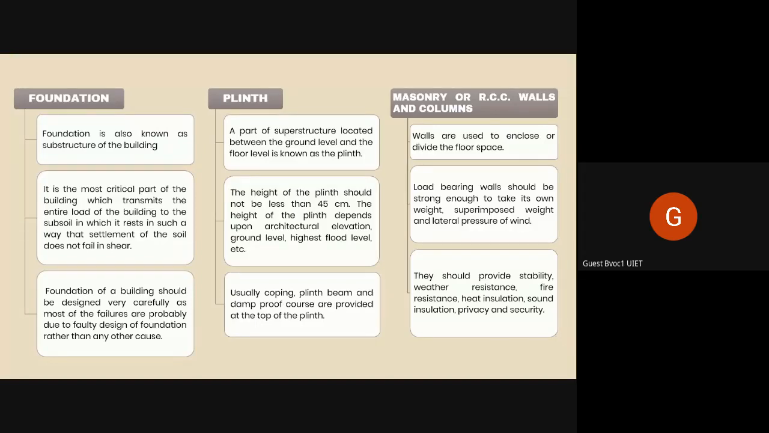So it depends also on the height and scale of the building, but in any case, the plinth should not be less than 45 centimeters or 1 foot 6 inches. Usually coping, plinth beam and damp proof courses are provided at the top of the plinth. Why? First of all, why do we provide a plinth? Why can't we just start the building right at the ground floor? We're wasting height. Why do you think we need to construct a plinth?